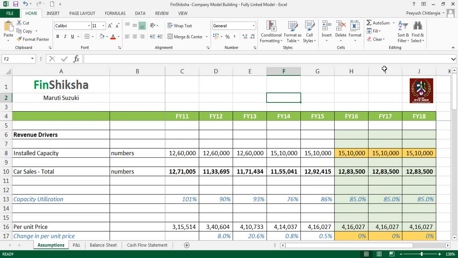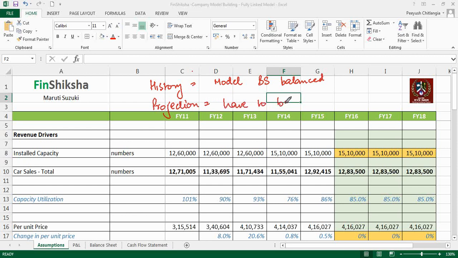Now, this is only going to be relevant if you are making future forecasts, right? Because historical numbers are anyway available. If you're looking at the history, the model will be in such a way that the balance sheet will be balanced. That's because these are historical numbers, right? It's only when you make projections that you have to balance the balance sheet, right?